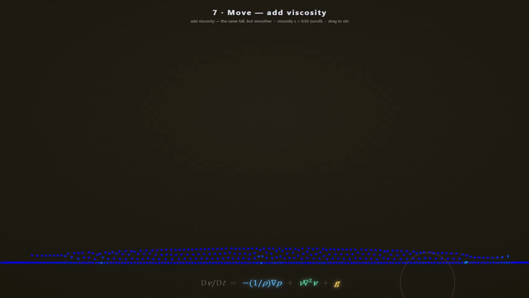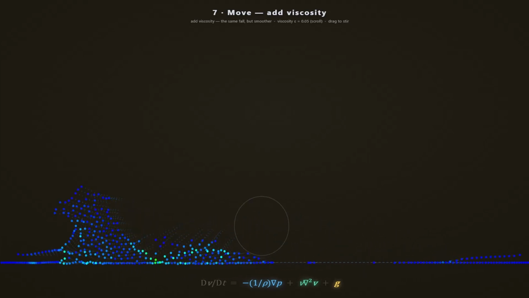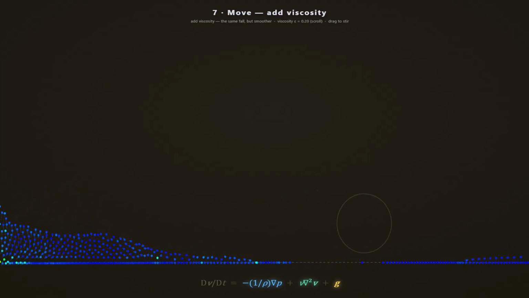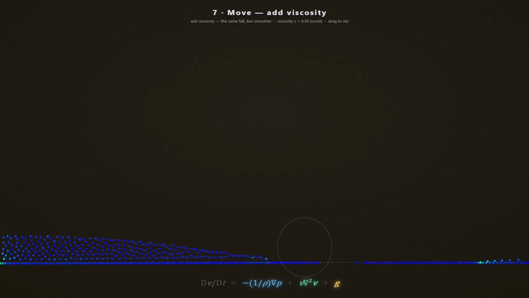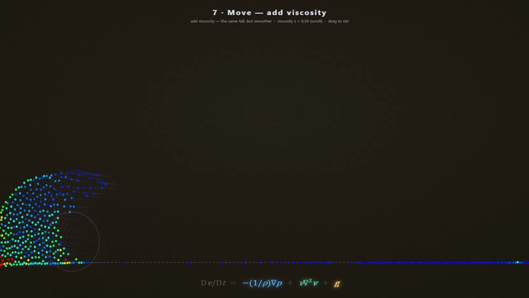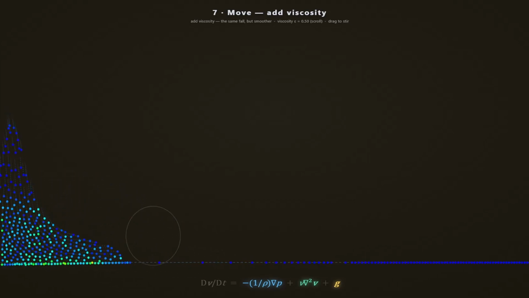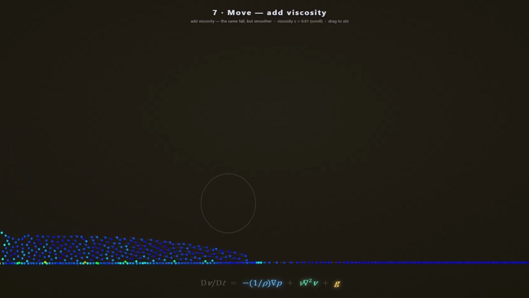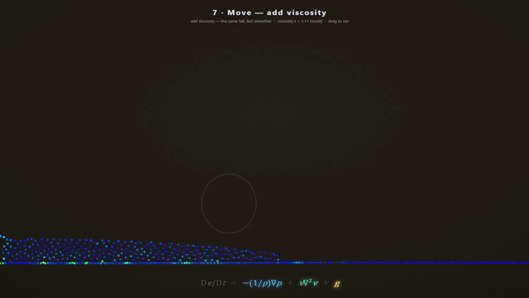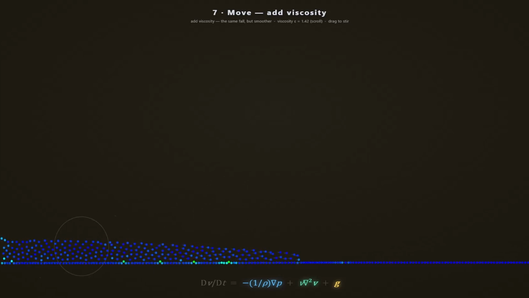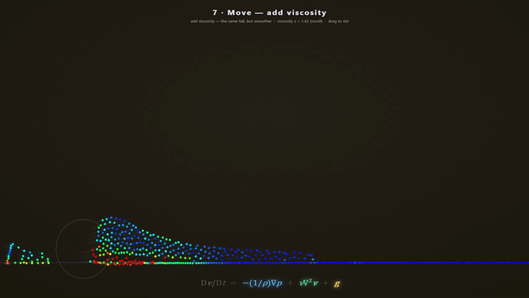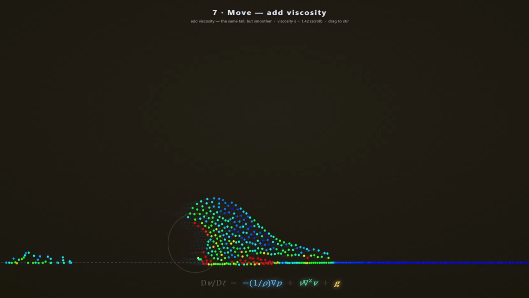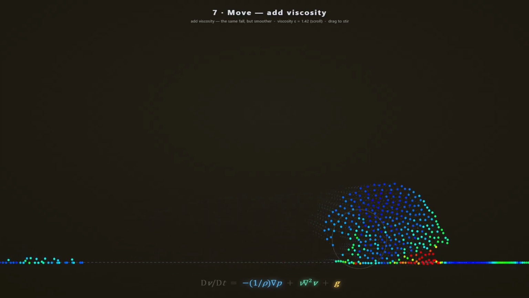And this is viscosity. Same fall as before, but this time the particles drag each other along, so the whole thing moves like one blob or one piece of liquid instead of splashing all over the place like we saw. We can also dial the viscosity up and down and see how it gets thicker and then thinner. And the colors, by the way, are showing you where viscosity is actually doing its work. Those are the fast shearing parts.